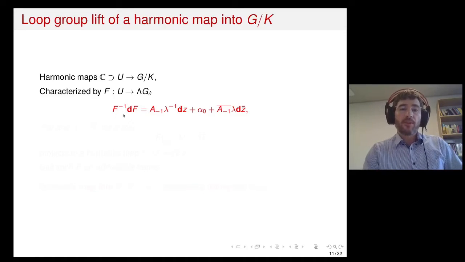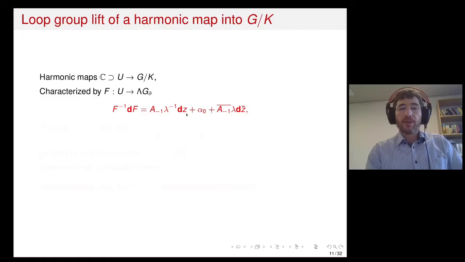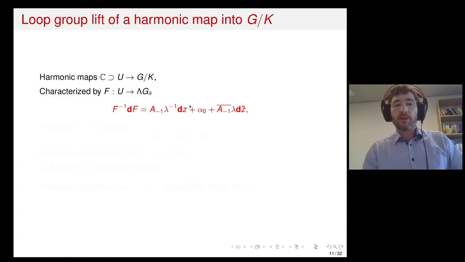So the Maurer-Cartan form, this F inverse is the matrix inverse of F. So this is the pullback via F of the Maurer-Cartan form of the Lie group, to the Lie algebra. So this object here would in general be an infinite Laurent expansion in lambda. And here you would generally have dz and dz bar if you expand it out in complex coordinates. So what you're looking at here is a very special map, because it only has these 3 terms here, and it only has dz here and dz bar here.